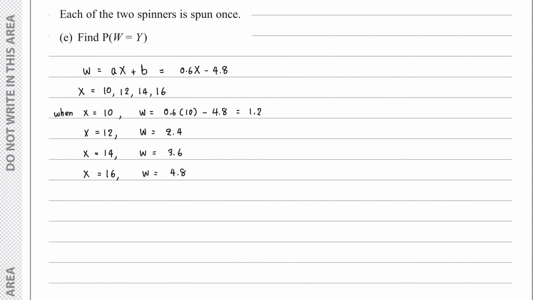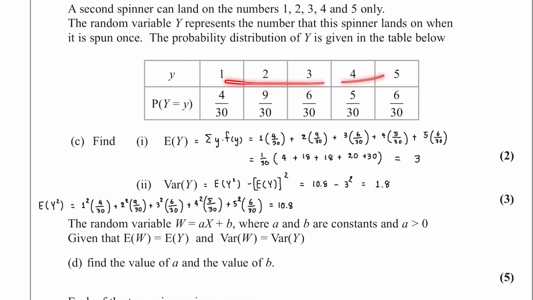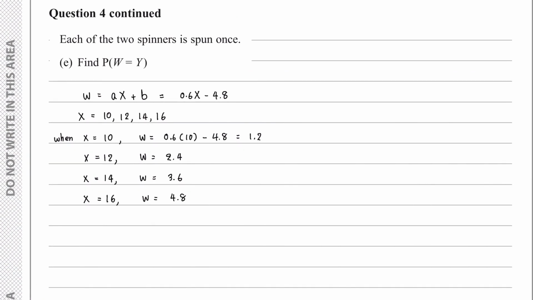Let's see the values of y. Y varies from 1 to 5. And now you can see none of W equals y. So that means the probability of W equals y is 0.